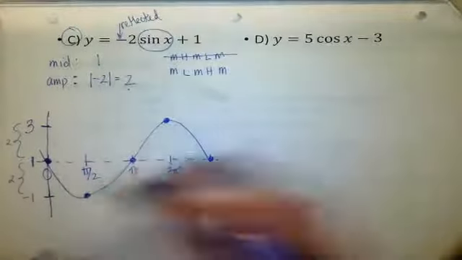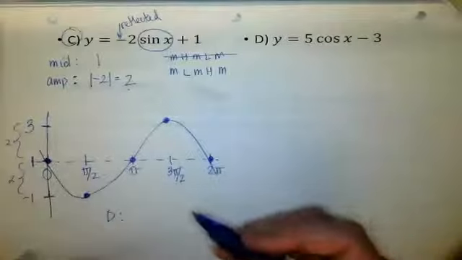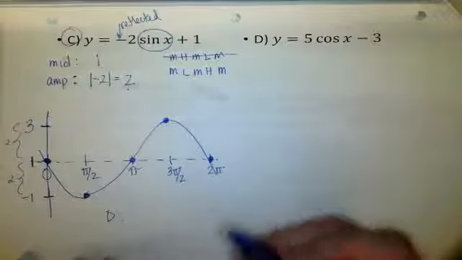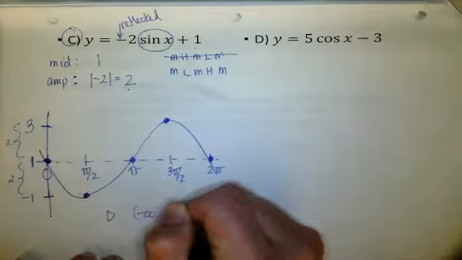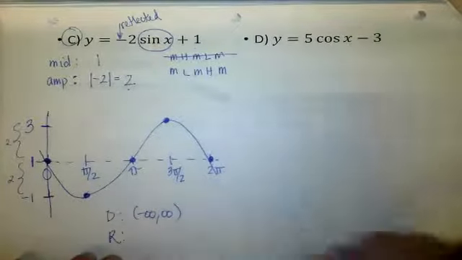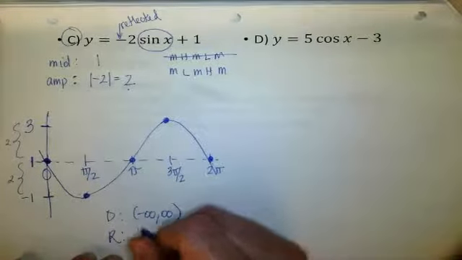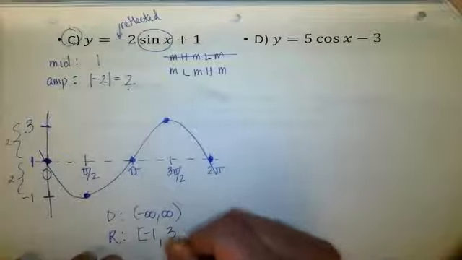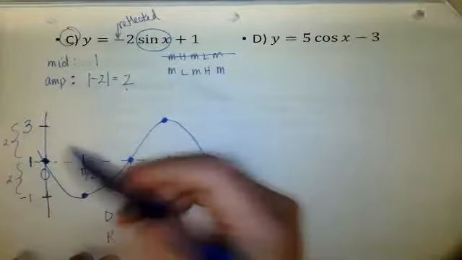Now I want these key points because they're also really wonderful to check on your calculators. Our domain goes from negative to positive infinity. What's the range? -1, 2, 3. Yes, our lowest value is -1. Our highest value is 3.